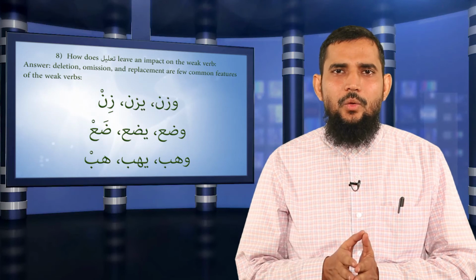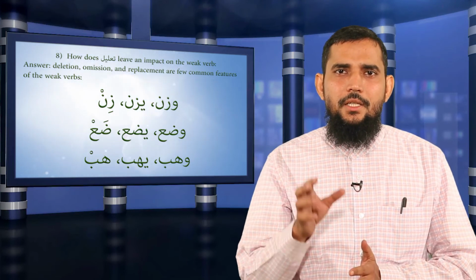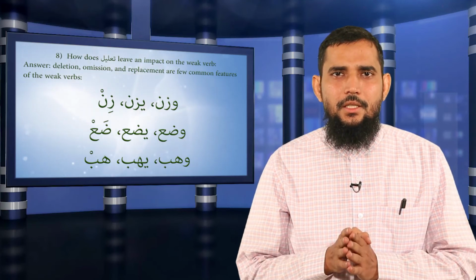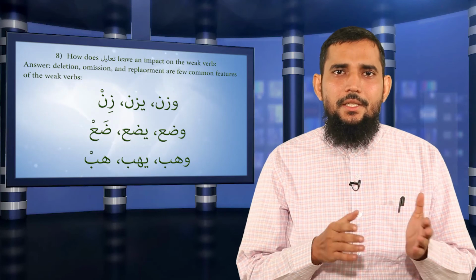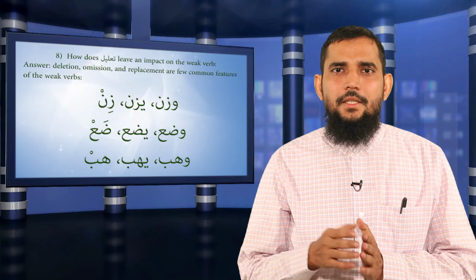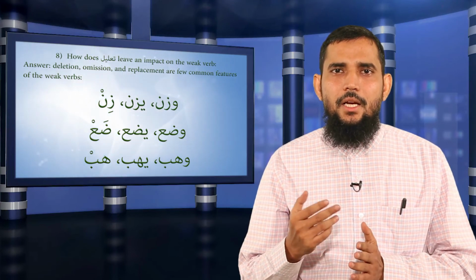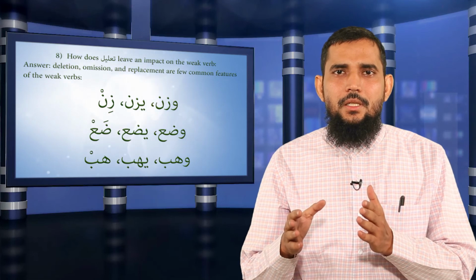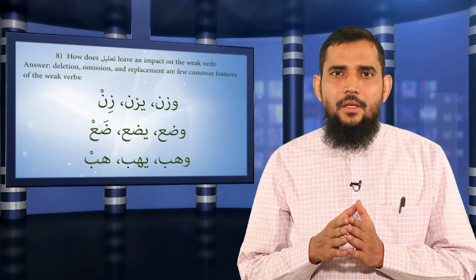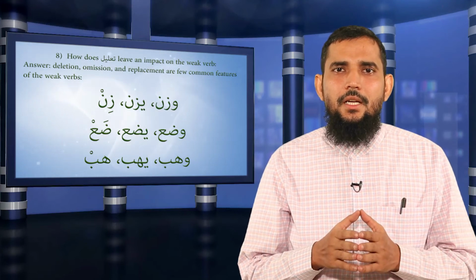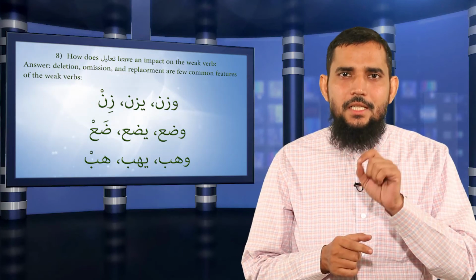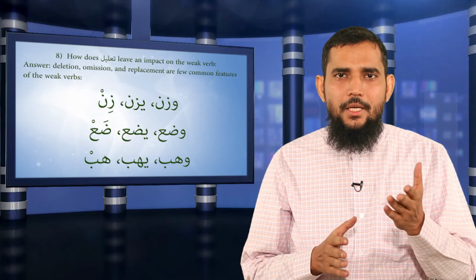Wazana yazinu zin. Wazana, as you can see, the waw is there, first radical. Yazinu, there is no weak radical in this. Yazinu, the waw has been omitted. Zin, there is no weak letter. Second example is waza'a yaza'u za'. In the first, the perfect, there is waw. This is a weak letter. But in the second and third, yaza'u and za', there is no weak letter. The weak letter has been deleted, omitted. Wahaba yahabu hab.